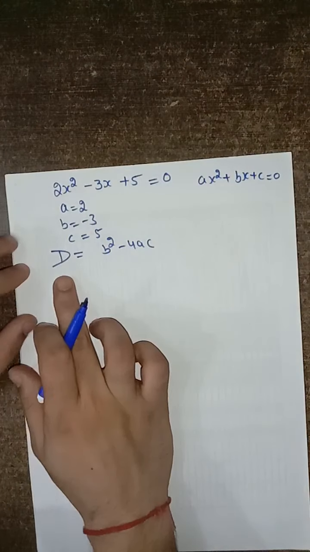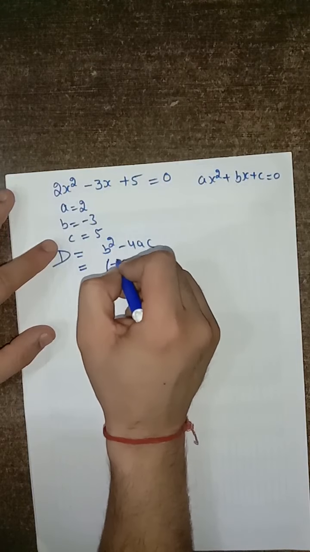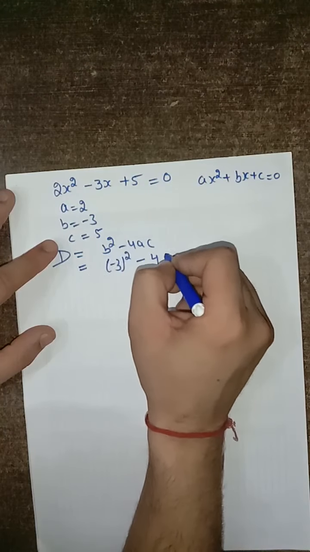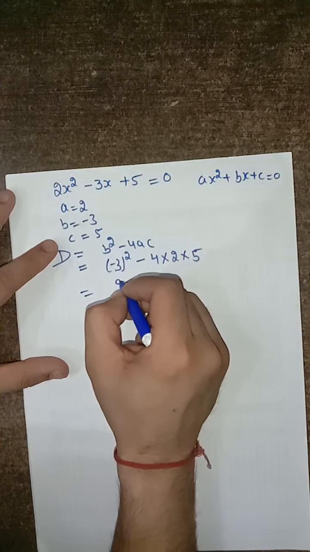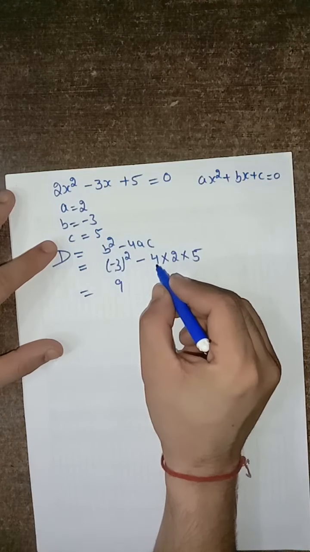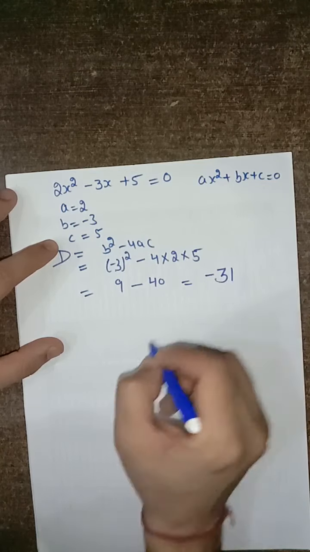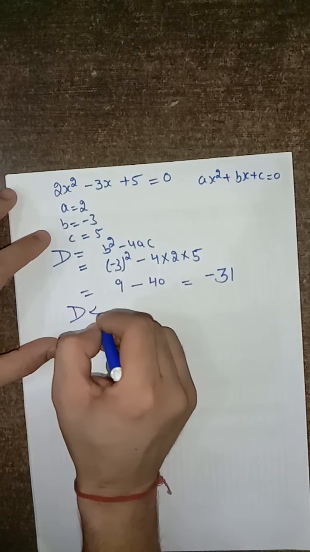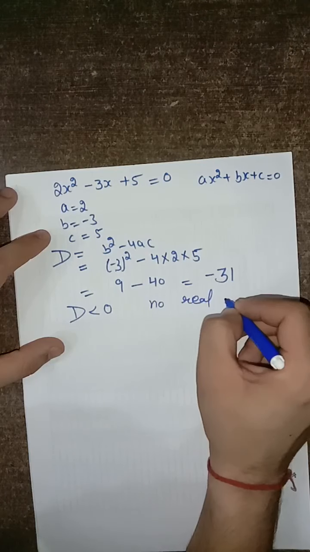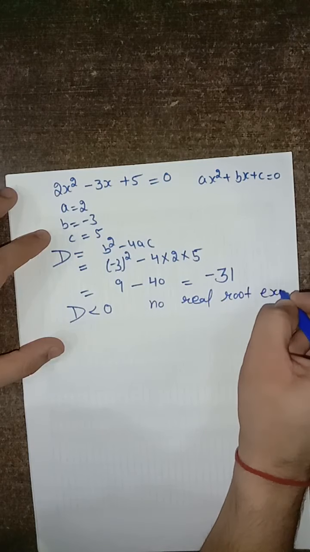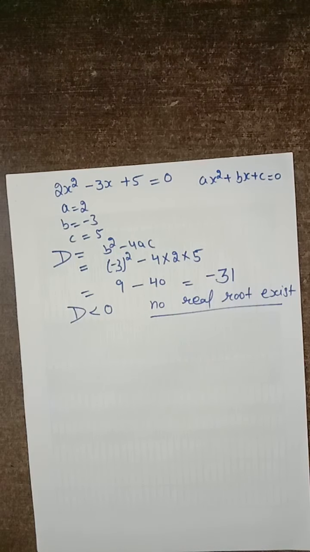To find the discriminant, put the values of a, b and c in this. b is minus 3 whole square minus 4 into a 2 into c 5. Then minus 3 whole square will be 9 minus 4 into 2 is 8, into 5 is 40. Then this will become minus 31. If my discriminant is negative, then it means no real root exists. That is our nature of roots, no real root exists.